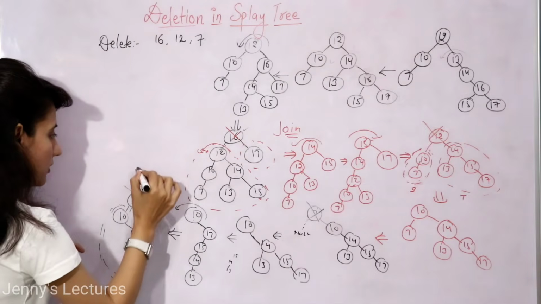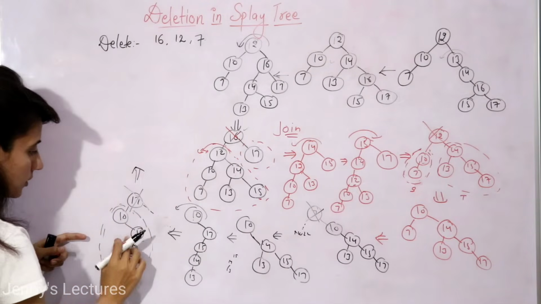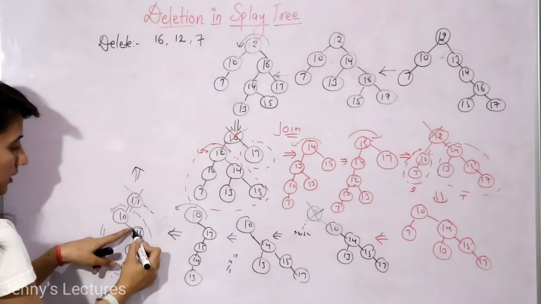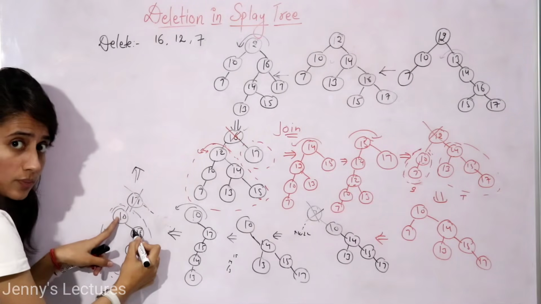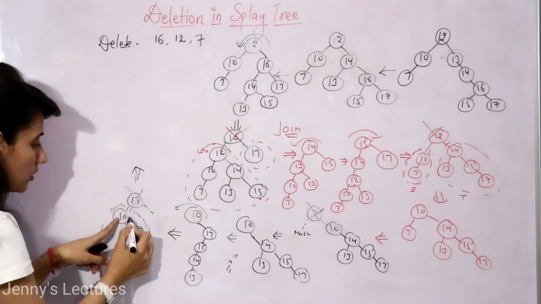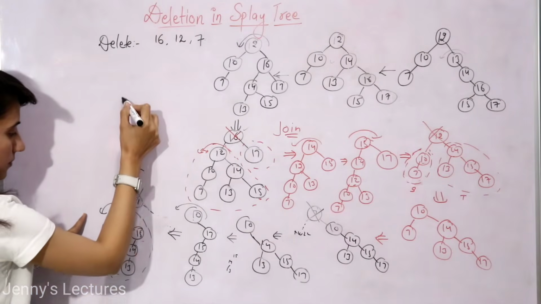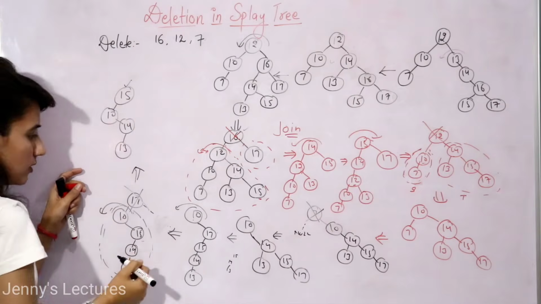After splaying this left subtree, the tree would be this. See, 15 is to the right of this 10 and 10 is the root of this left subtree, so this is a zig rotation, so we will do a left rotation only. Now the root of the left subtree is 15.